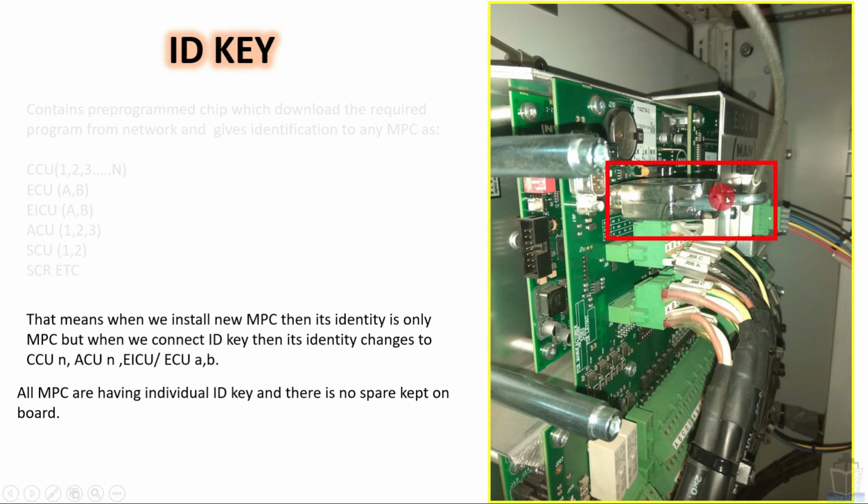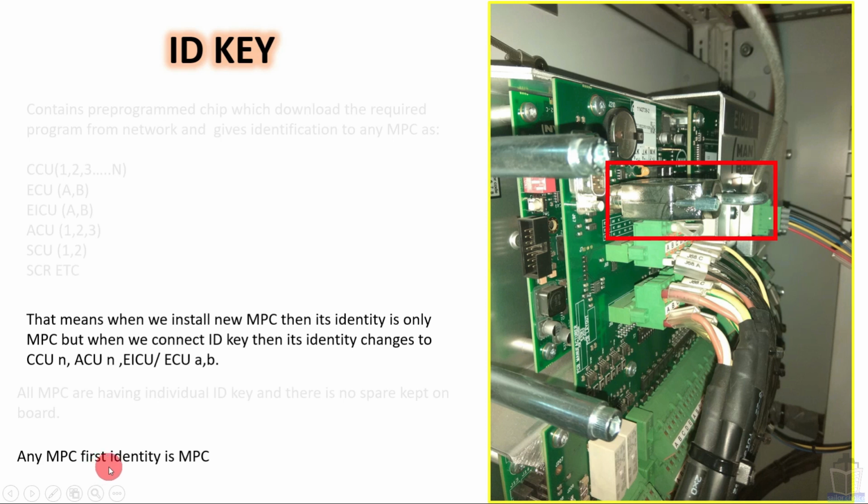So this ID key is secured with a metal wire and you are not supposed to remove this ID key from this cabinet. Also never ever try to interchange any ID key from other places. So now in terms of the ME engine, any MPC's first identity is MPC and its second identity is CCU, ECU A, B, EICU A, B, ACU, SCU, CWCU etc. So I hope this ID key is a little bit clear.